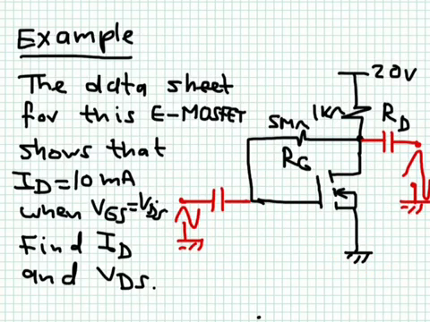In that case, I know that ID is equal to 10 milliampere. If ID is equal to 10 milliampere, then I know that the drain voltage relative to ground, which is the source, is equal to 20 minus the drain current multiplied by RD. So I can simply take into account that ID is flowing this way. And I simply say that VD is equal to 20 minus ID multiplied by RD, which is equal to 1K. So by doing that, we can get VDS.